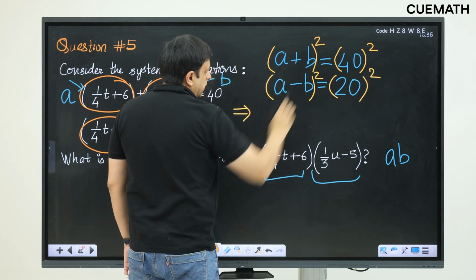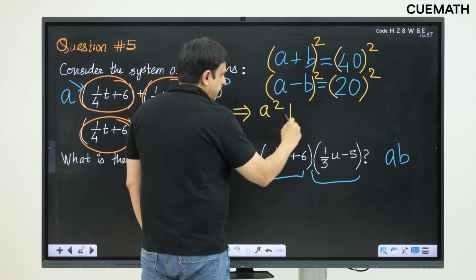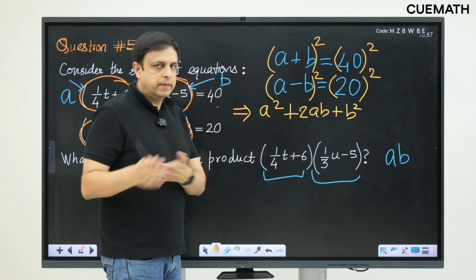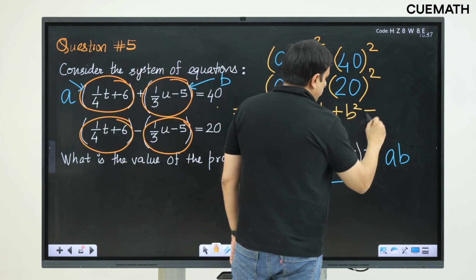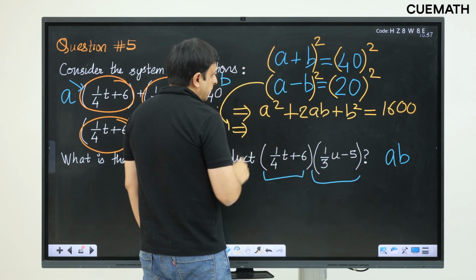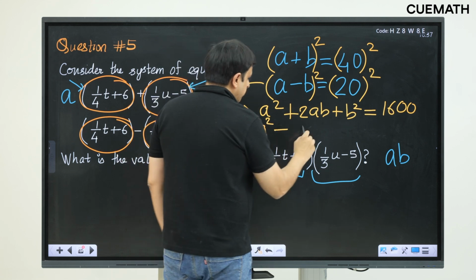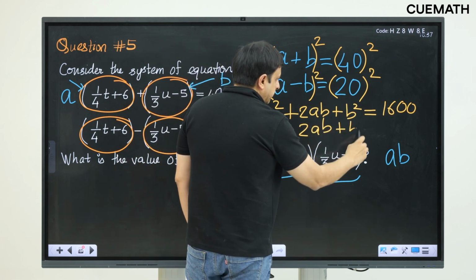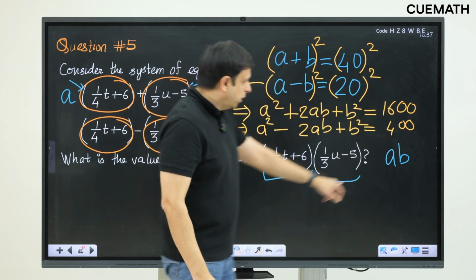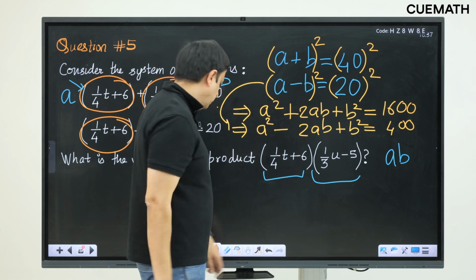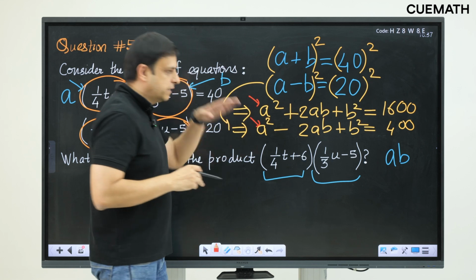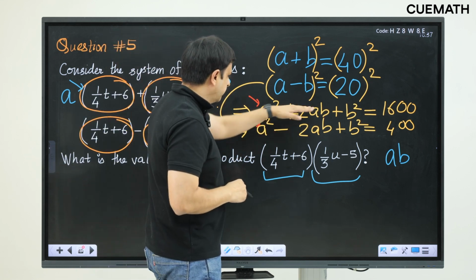So, the first equation gives me a square plus 2ab plus b square. Once again, I am using the special product for (a plus b) times (a plus b), which is this expression. This is equal to 40 square or 1600, and the second one gives me (a minus b) whole square, which will be a square minus 2ab plus b square, and this is 20 square or 400. And now what I do is, because I want ab and I do not want a square or b square, I will just subtract them. So, I will just subtract the second equation from the first one.